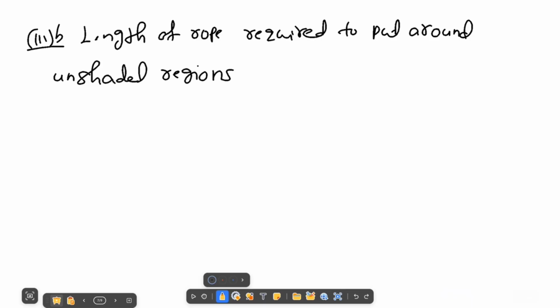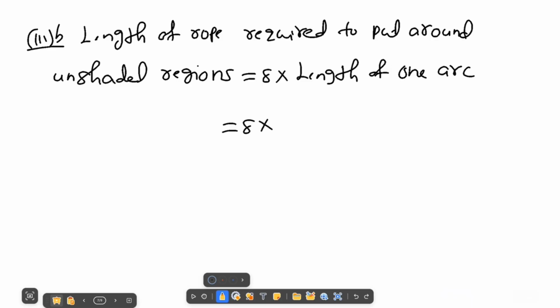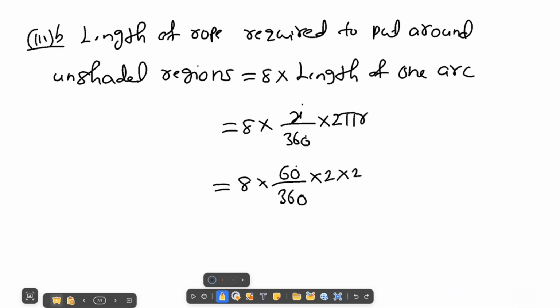So we have 8 arcs, right? 8 into the length of one arc. What is the formula to find the length of one arc? X degrees by 360 degrees into 2 pi r, the circumference of the circle. Now 8 into, so the angle at the center is 60 by 360 into 2 into pi value 22 by 7, radius is 7. So here cancellations are possible. 6 ones are 6, 6 sixes are 36, 7 7 cancel.